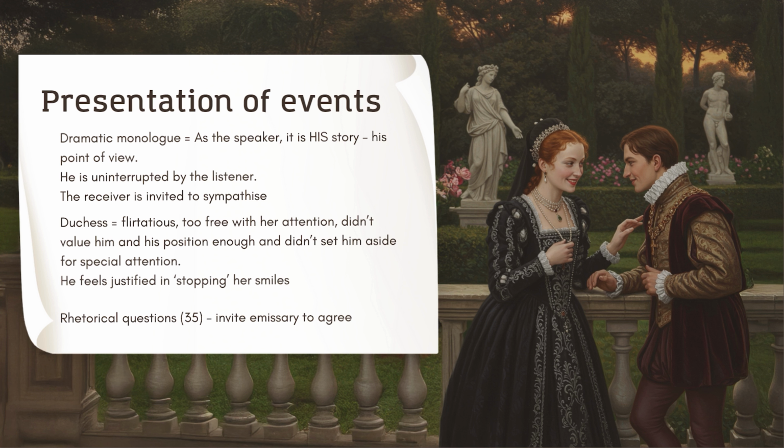There are, of course, two recipients of the Duke's diatribe. Well, three, I suppose. You've got the emissary primarily, and then through him, the Count, and us as secondary receivers. So in the Duke's version of events, this Duchess is too flirtatious, too free with her attention, didn't value him and his position, didn't set him aside for special attention. It all sounds very needy, doesn't it? But he feels all of this is justified in stopping her smiles. And don't forget, it's his idea of himself as a patriarchal figure and as a man of power. He has expectations of women and he feels perfectly justified.